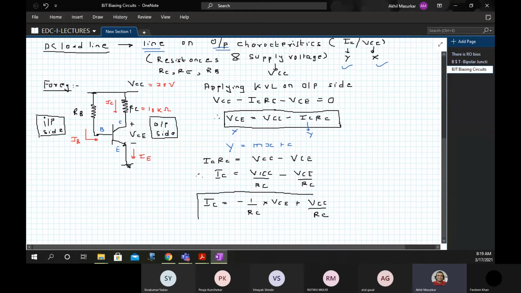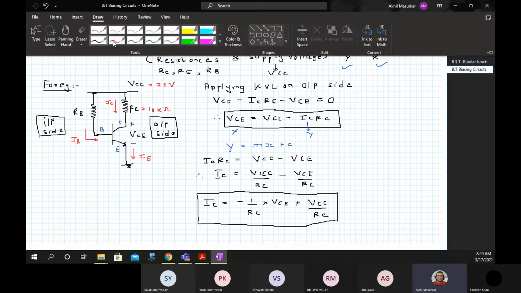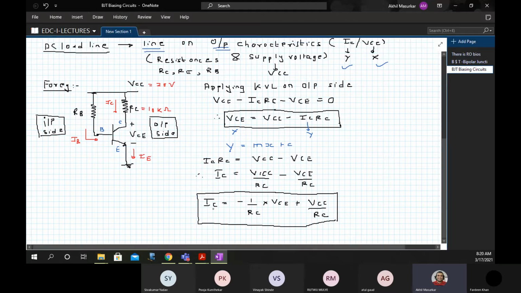Now the question is whether the slope is positive or negative. Now by looking at this equation, what is your concern? What can you say? You can say that I have represented this in terms of Y, this is M, this is X, and this term is now C. So here we have represented the output equation as a function of Y equal to mx plus c.